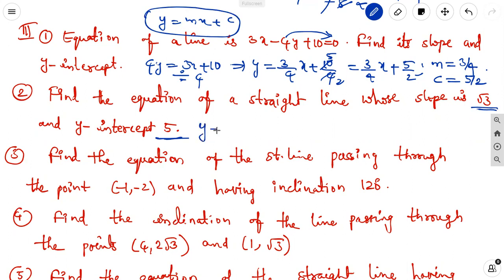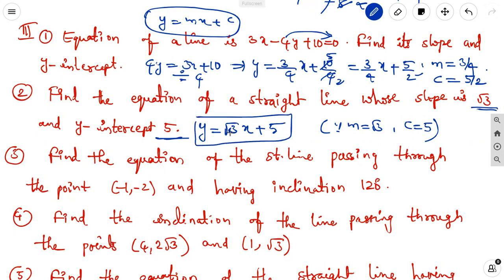So here y equal to, what is the m? m equal to root 3, so root 3 x. Intercept c is 5. Since m equal to root 3, c equal to 5, this is the straight line equation whose slope is root 3 and y-intercept is 5.